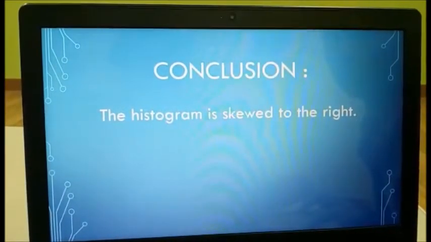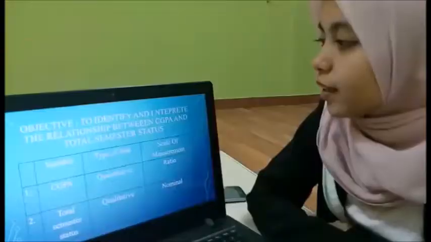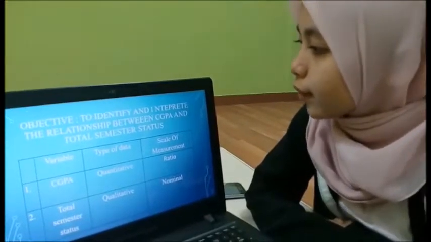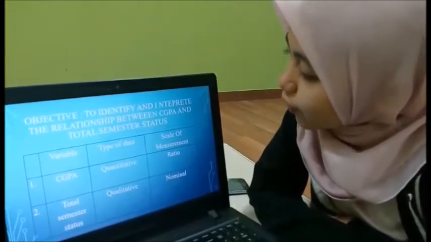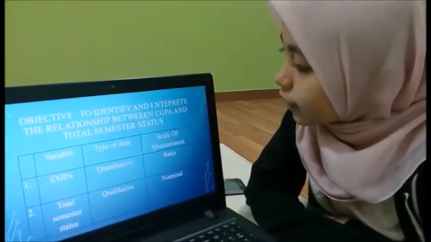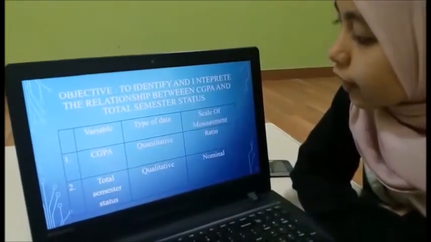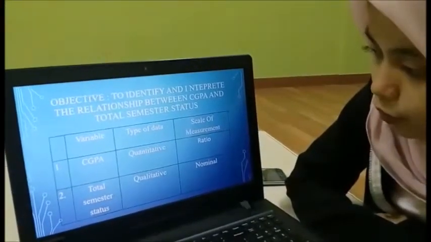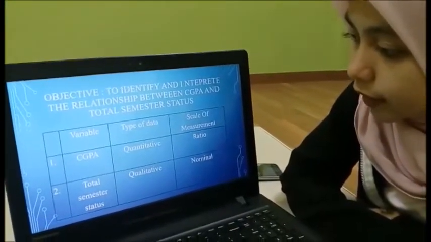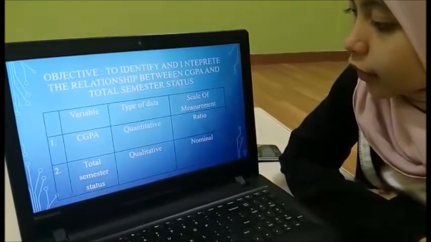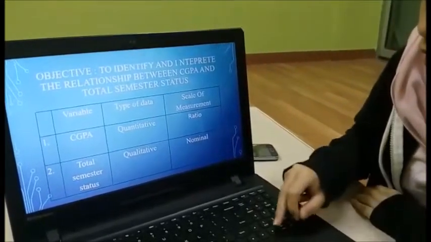The histogram is skewed to the right. To identify and interpret the relationship between CGPA and total semester status. CGPA type of data is quantitative and scale of measurement is ratio. Total semester status is qualitative and nominal.